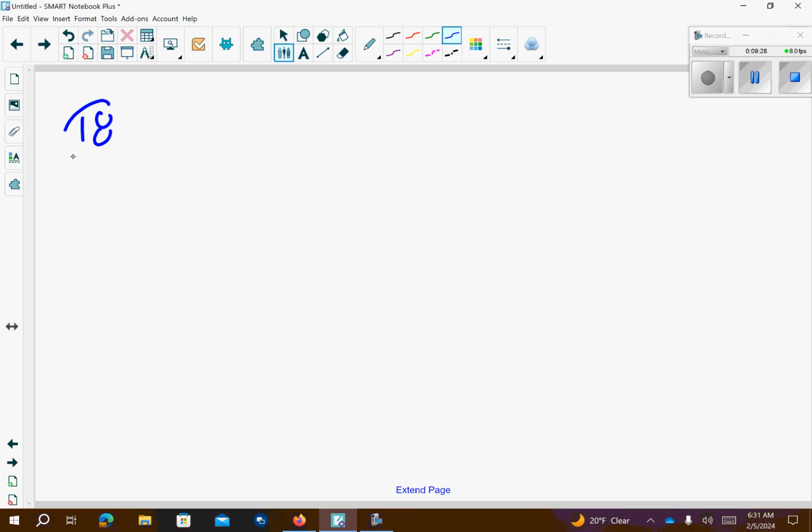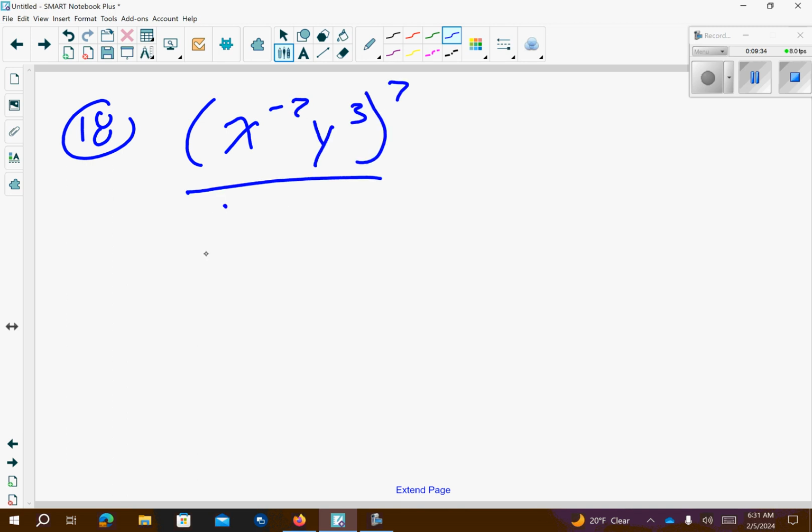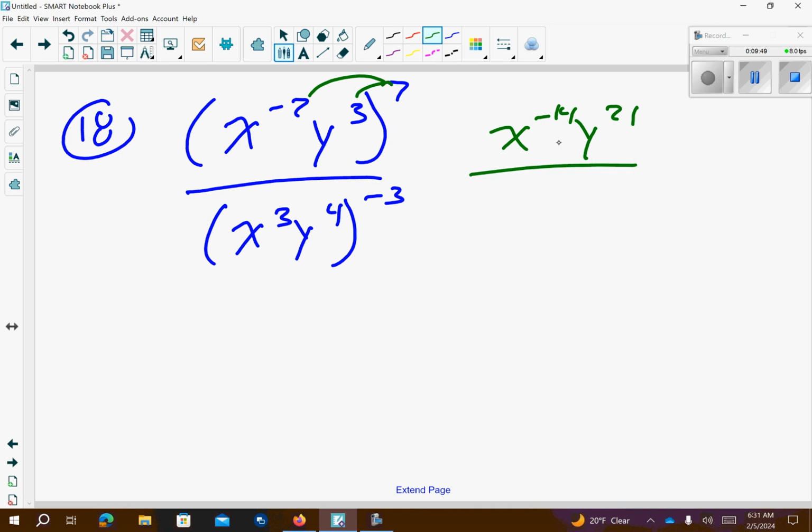Number 18, we have x to the negative 2, y to the 3rd, everything's raised to the 7th, over x to the 3rd, y to the 4th, to the negative 3. Let's multiply these. So on top, negative 2 times 7 is negative 14, and that's going to give me y to the 21st. And let's multiply here. That's going to give me x to the negative 9 and y to the negative 12th.